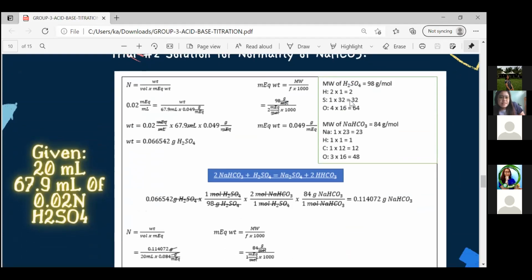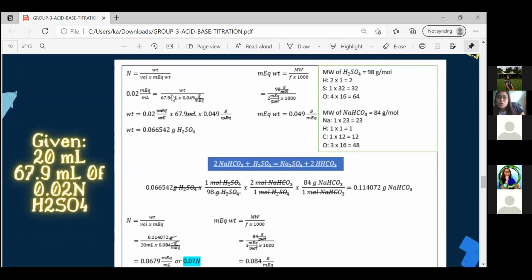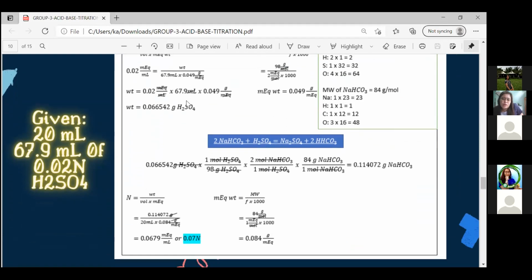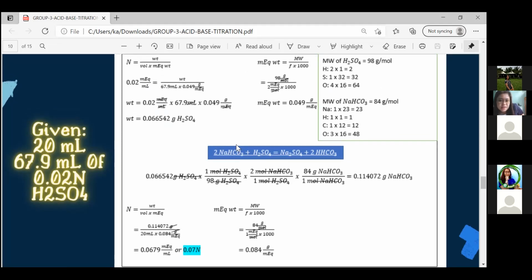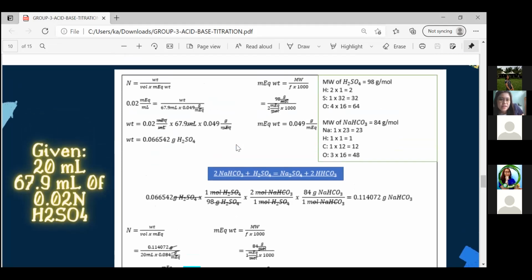Though as you can see class, na ay difference when it comes to the volume of the sulfuric acid during titration. At 67.9 ml, nagkaroon na siya o nag-change sa color, meaning nag-endpoint na. Pero when we compute the normality, 0.0679, it's a slight difference. It's slightly different from the first one, pero when we round it off, we still get 0.07 normal. The same process of computing this.